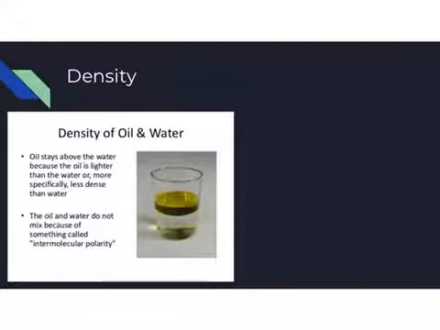Density. The colored water here is a greater density than the oil, and this is because the colored water went to the bottom while the oil floated above it. So obviously here the oil has a less density than the water in food coloring.